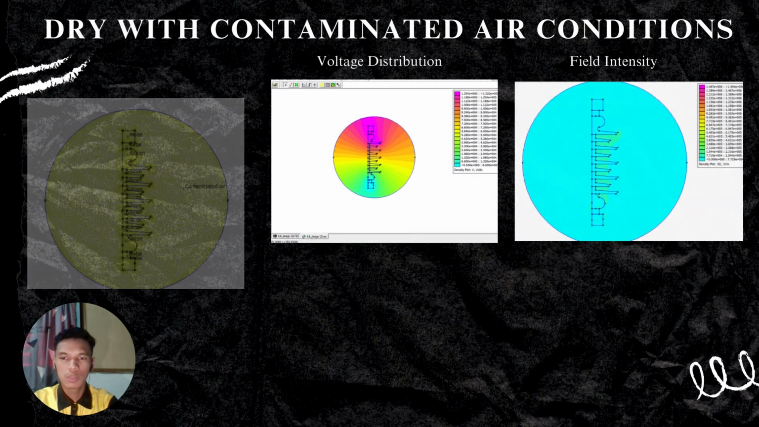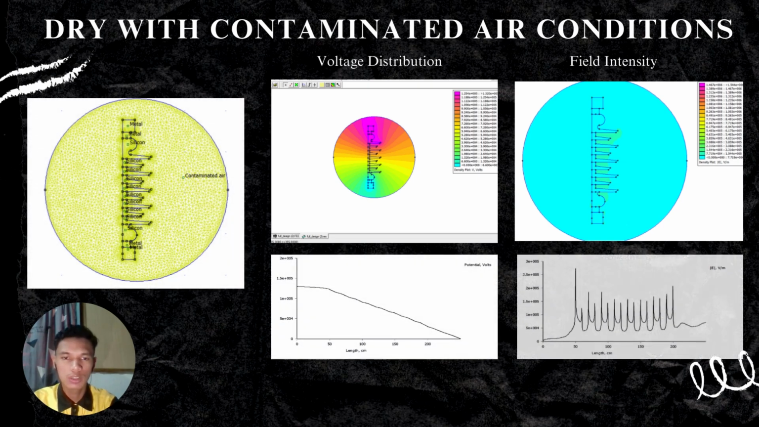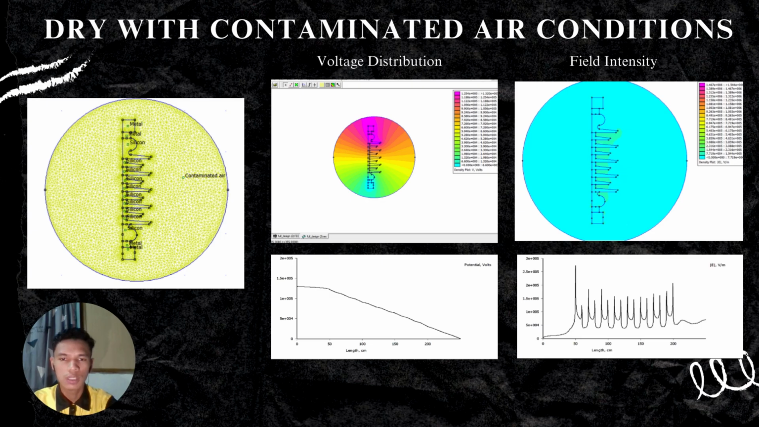So for the next simulation, that is the contaminated air condition. As we can see, these are the result for the simulation for the voltage distribution and field intensity for the dry with contaminated air conditions.